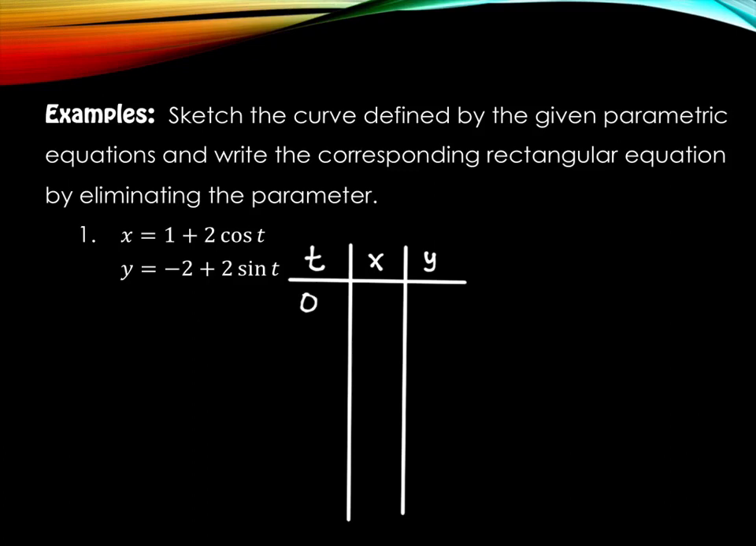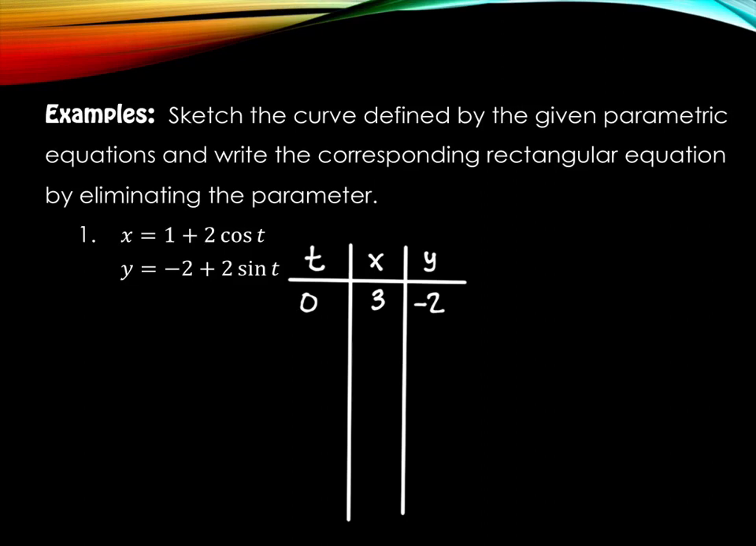So if I put 0 into the equation for x, I would have 1 plus 2 cosine of 0. What's the cosine of 0? 1. So what do I get from this equation for x if I put 0 in for t? 3. And we're going to do the same thing for y. If we put 0 in for the t in the y equation, what will y give us? Negative 2. Okay, so everybody with me so far?